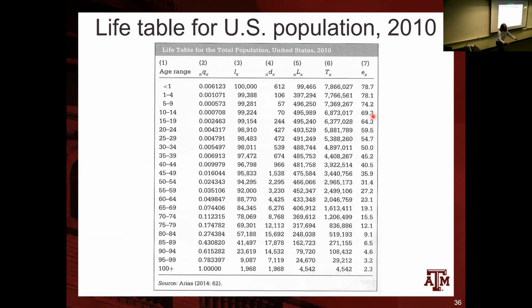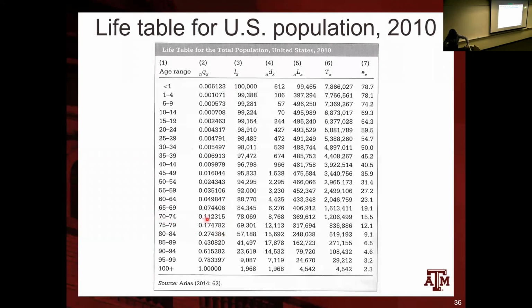So they would live on average an additional 69.3 years. If I'm 10 years old, how many years am I expected to live in total? 10 plus 69, 79.3. 79.3 is higher than 78.7 at the beginning of the table, because here I get a credit, a bonus of life because I didn't die before.